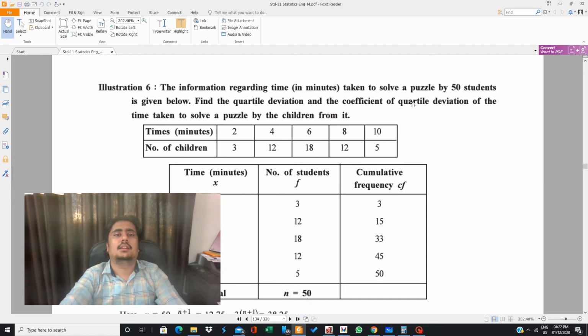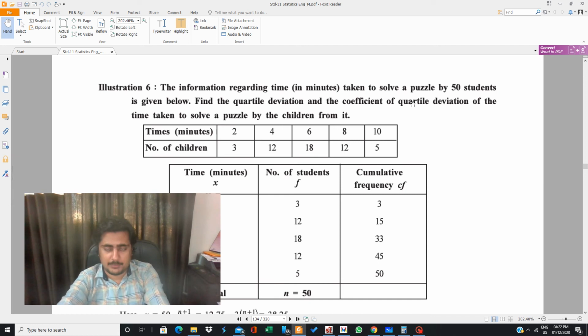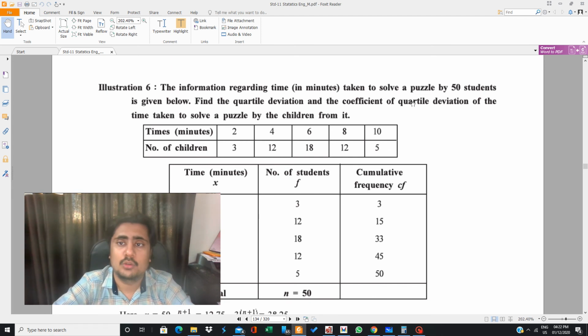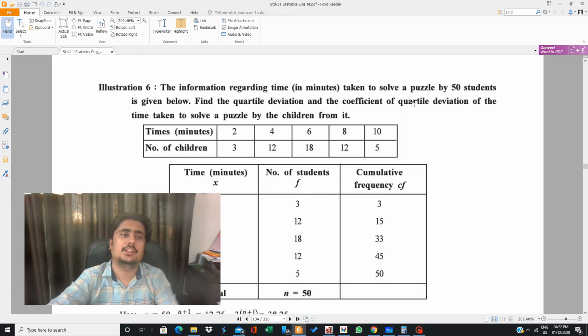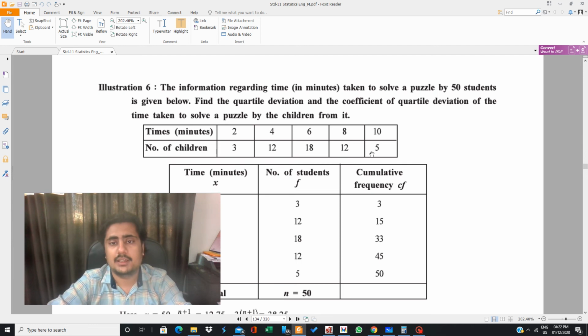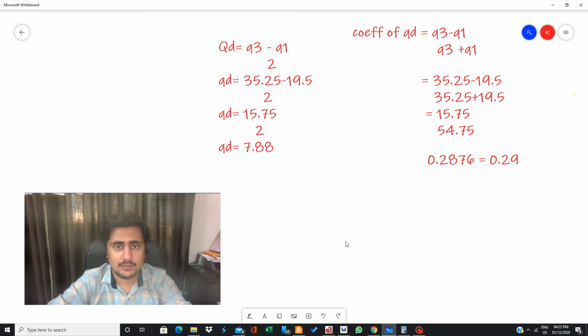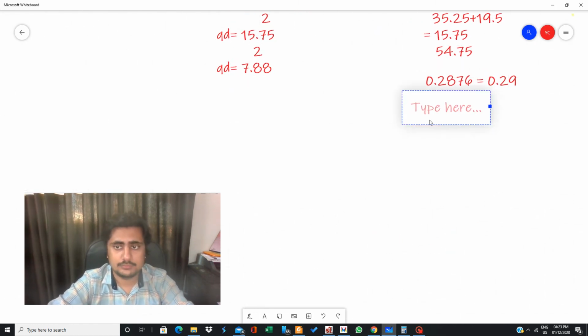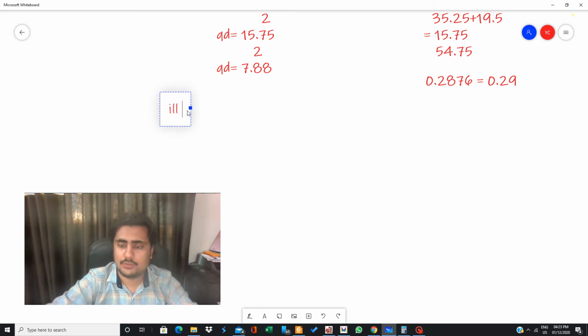The information regarding time in minutes. I am reading the question. Information regarding time in minutes taken to solve a puzzle by 50 students is given below. Find the quartile deviation and coefficient of quartile deviation of time taken to solve a puzzle by the children. So time taken is 2, 4, 6, 8, 10 minutes, and number of children are 3, 12, 18, 12, 5. Total 50 students are there. So let us write the question. This is illustration number 6.